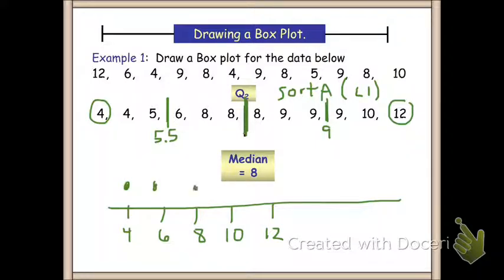8. 9. And then reaches out to 12. So the whiskers go out to the edges. So you make a box around your middle 3, and then you reach your whiskers out.